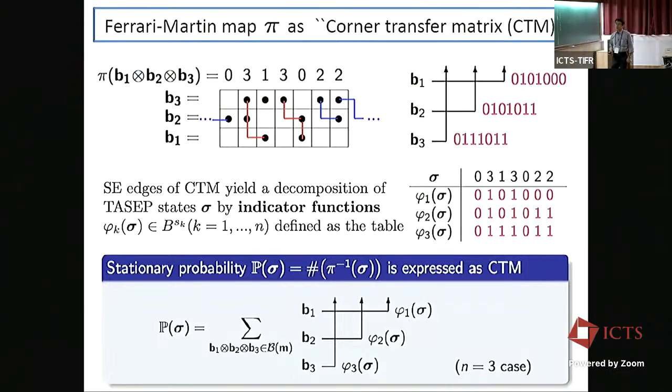So we should find an integer-normalized stationary probability for a given configuration sigma, and it's a statistical sum over the crystal or the multi-line Qs. And this configuration or Boltzmann weight is 1 or 0. It is 1 if it matches this boundary condition specified by the indicator function decomposition of the given TASEP state sigma. Otherwise, 0. So this is the n equals 3 case, and the result of Ferrari-Martin and our finding is that their algorithm is nothing but an integrable vertex model.